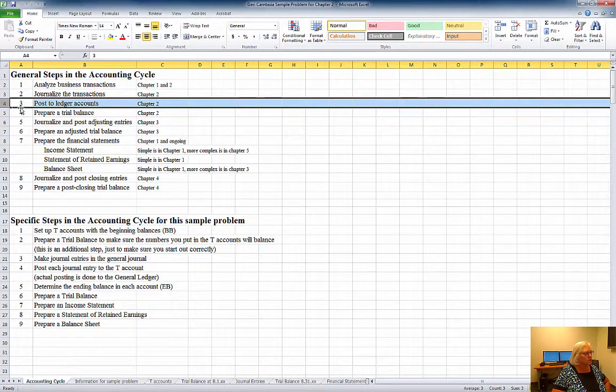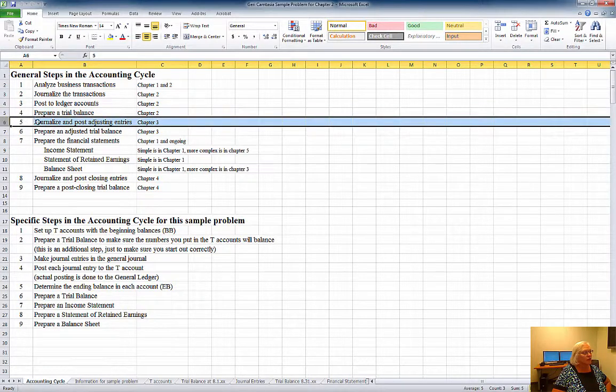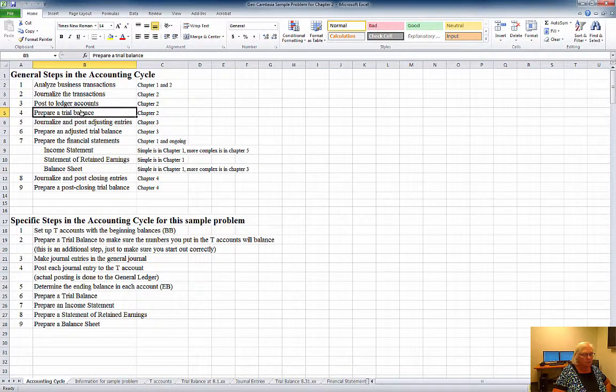And the third step is to post the journal entries to the general ledger. So that's in chapter 2. Step 4, prepare a trial balance. You're going to do that in chapter 2. We're going to journalize and post adjusting entries in chapter 3. Notice that we prepare a trial balance in this chapter. After we do adjusting entries, we'll prepare an adjusted trial balance, and the adjusted just means that it includes those adjusting entries.